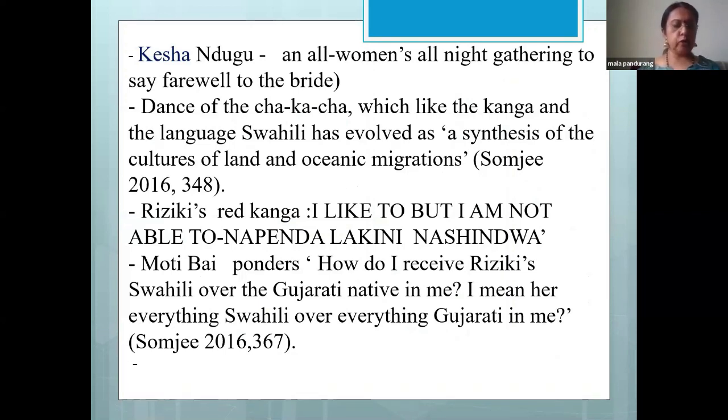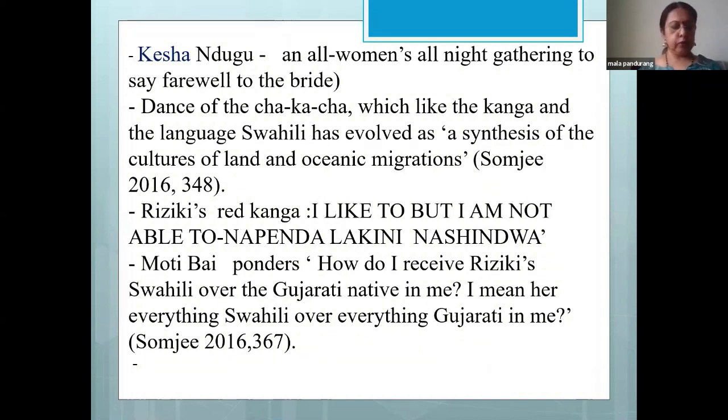Her body moves to the rhythm of the tarab, and she reflects, a humming evokes the woman in me native to Africa. Risiki's red kanga, I like to, but I'm not able to, beckons her to join the dance with her. And yet the deep ambiguity of her own identity stops her from doing so as she ponders, how do I receive Risiki's Swahili over the Gujarati native in me? I mean, her everything Swahili over everything Gujarati in me.